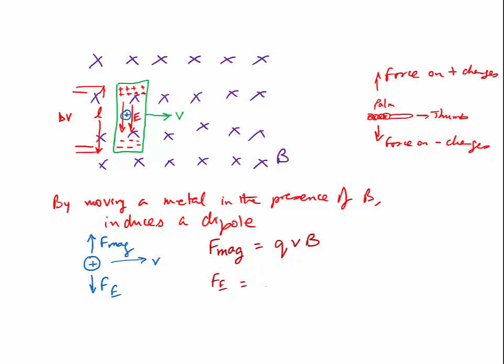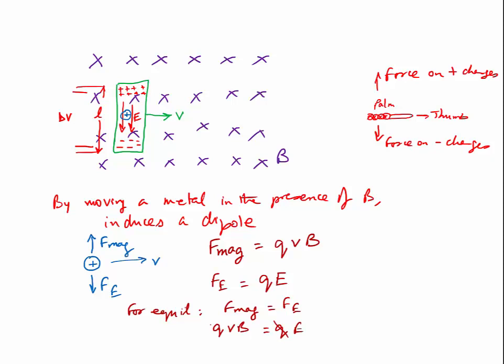F electric will be Q times E. You remember that force on a charge from an electric field is simply that charge times the electric field. And so for equilibrium, these two forces have to equal each other. Magnetic force equals electric force. They are in opposite directions. So I can set that QVB equals QE.